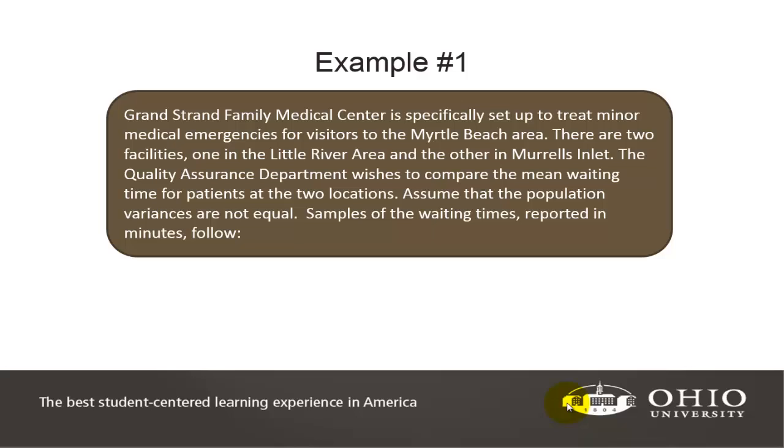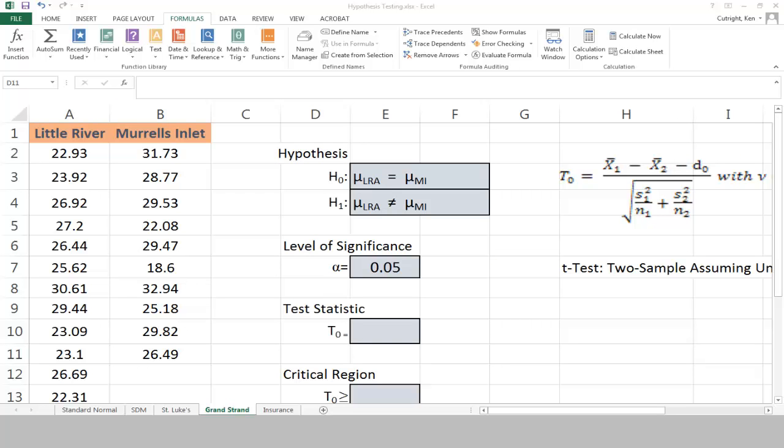We have a medical facility in the Myrtle Beach area. It's got two locations, one in Murrells Inlet, one in Little River, and the Quality Assurance Department wants to know whether there's any difference in the average waiting time for the patients at the two locations. Now there's a statement here that says, assume the population variances are not equal. I'm going to explain to you why that's in there in just a minute, but that is important. Okay, so let's actually go look at the data. So here's an Excel spreadsheet with the data.